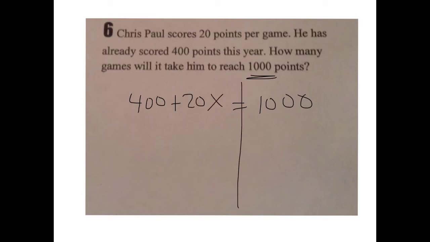Put the line down, switch colors here. Minus 400, minus 400. I put this underneath, not like what we've been doing in class. These are the same numbers, so you can subtract them. So that's 600, 20x divided by 20, and x equals 30. So it's going to take him 30 games to get to 1,000.